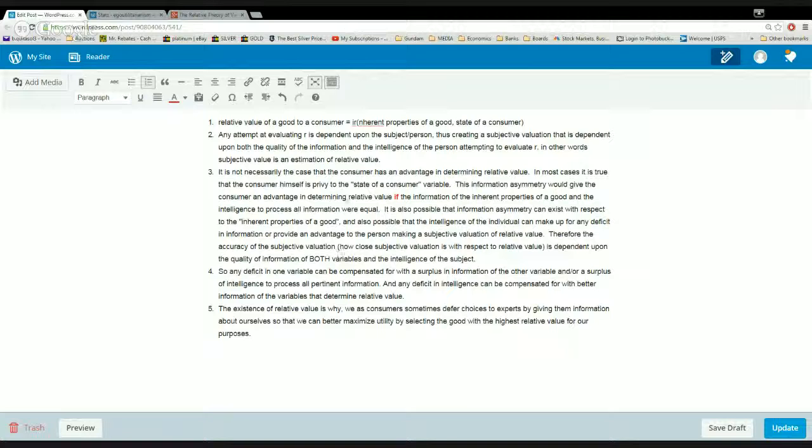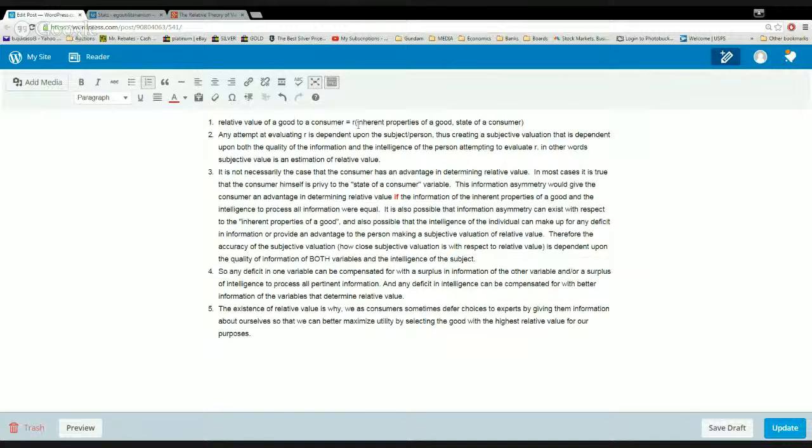So you see the relationship between subjective valuation and relative value. The fact that subjective valuation is imperfect. It relies on both the information the person has about both variables and the intelligence to process that information. It can be done from any perspective, as far as trying to evaluate the relative value using your subjective valuation, which can be, and often is, wrong. And it shows how experts in certain fields can help us make better decisions.